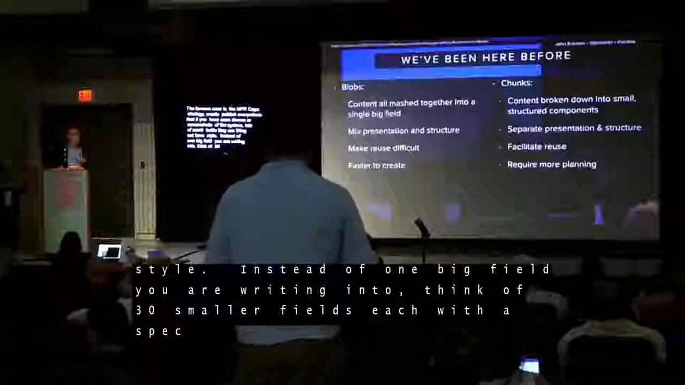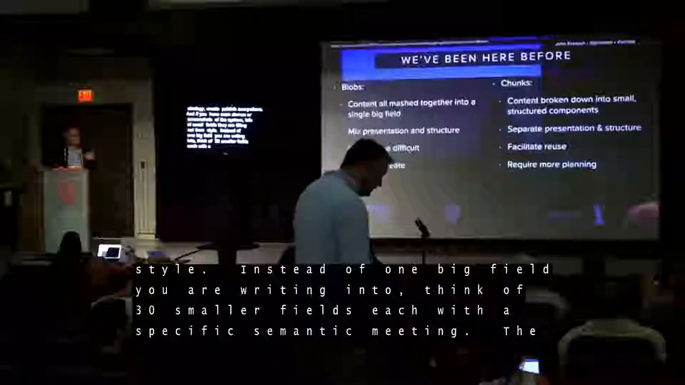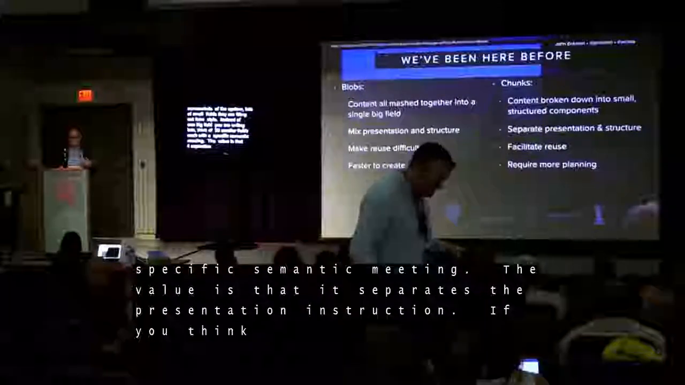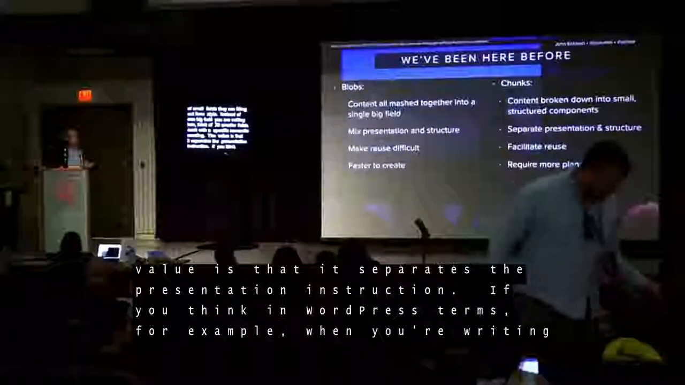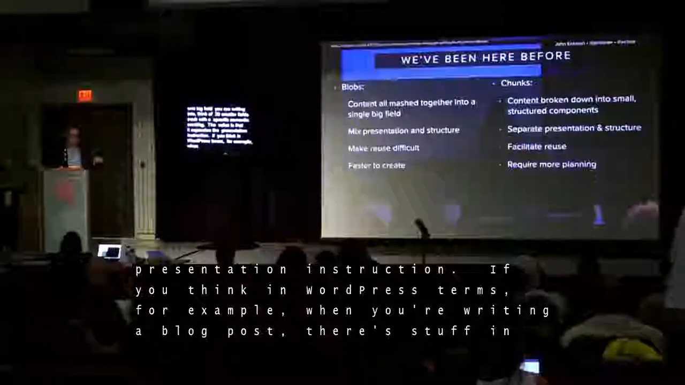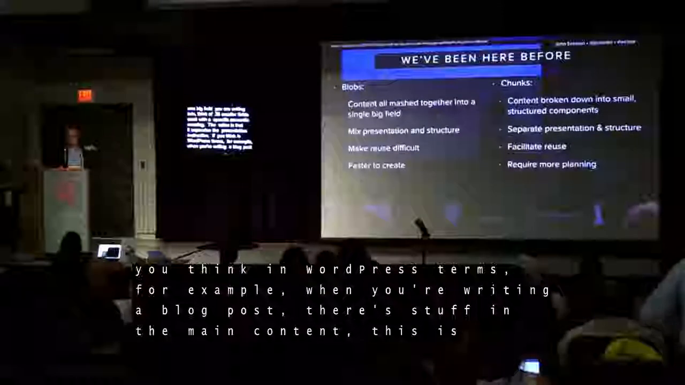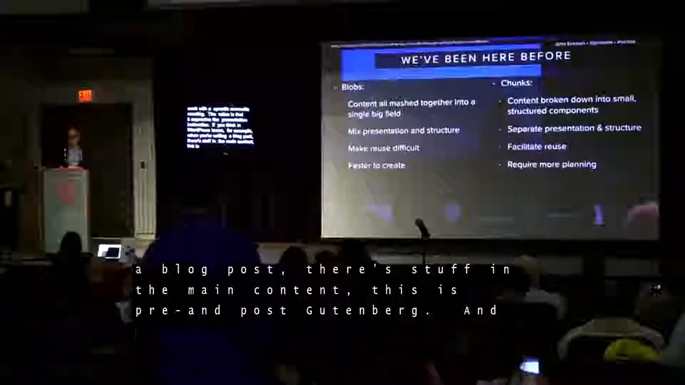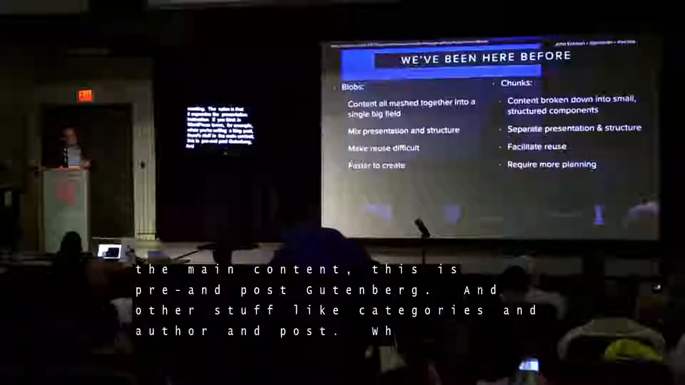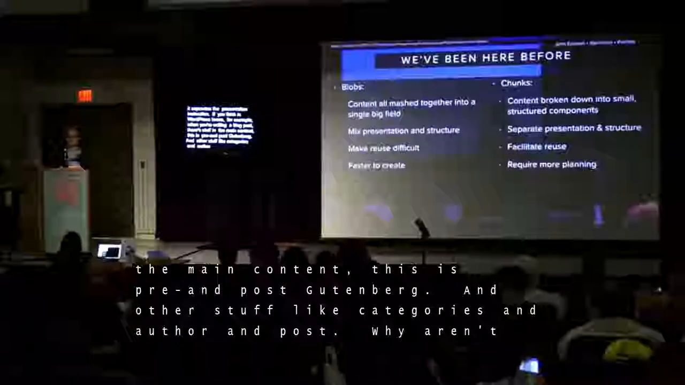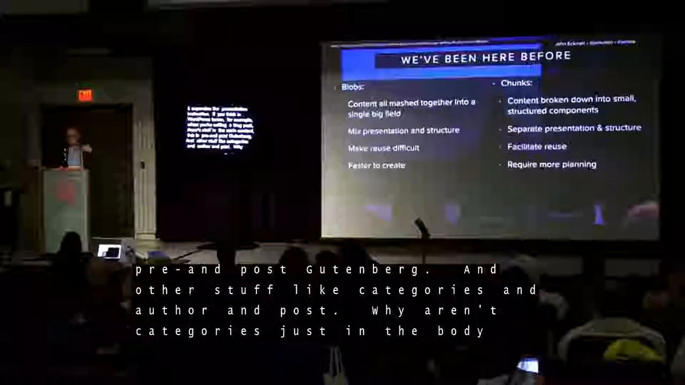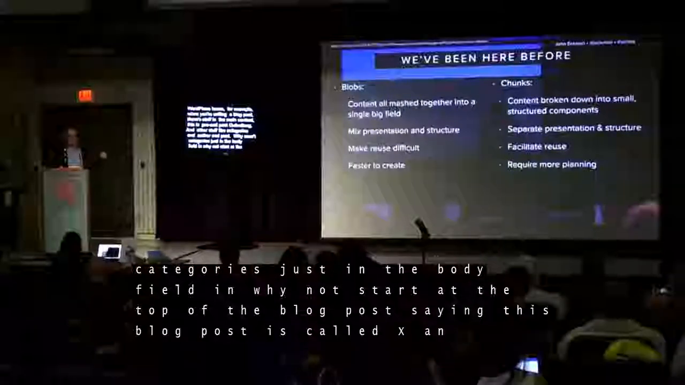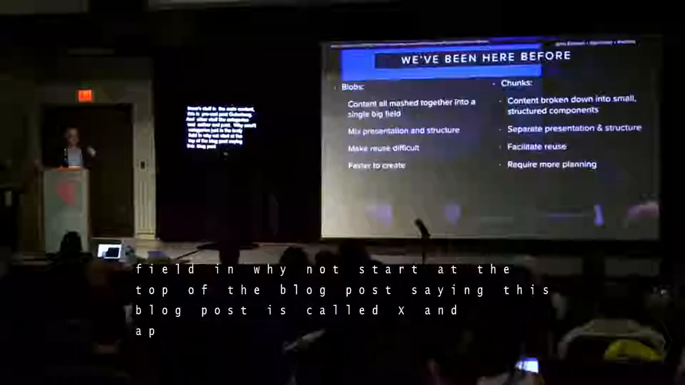The value of that is that it separates the presentation and structure. If you think in WordPress terms, for example, when you're writing a blog post, there's some stuff you're putting in the main content well, and this is true pre-Gutenberg or post-Gutenberg, and then there's other stuff that you're filling out in the sidebar, like categories, and author, and post slug. Why aren't categories just in the body field? Why don't you just start at the top of the blog post saying, this blog post is called X, and it appears in categories A, B, and C?